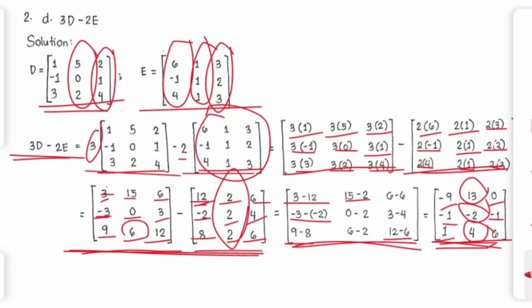So with that, we have known that after performing all the operations, the 3D minus 2E, or the 3 multiplied to the matrix D minus 2 multiplied to matrix E, is equal to this matrix, which is for column 1 we have negative 1, negative 1, and 1. For column 2 we have 13, negative 2, and 4. And for column 3 we have 0, negative 1, and 6. So this is the answer.